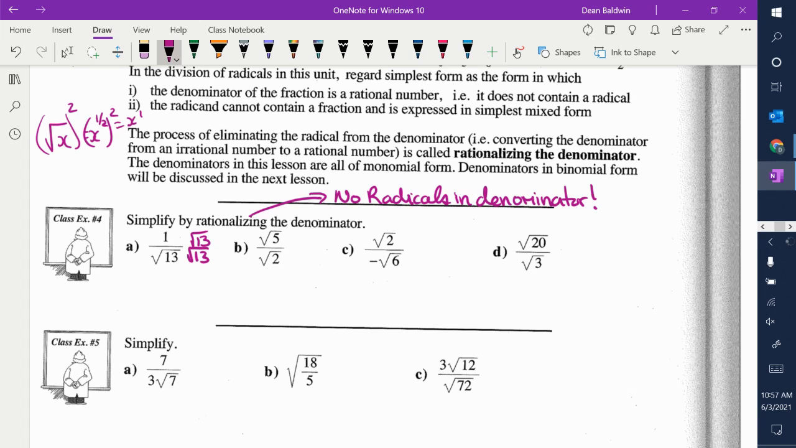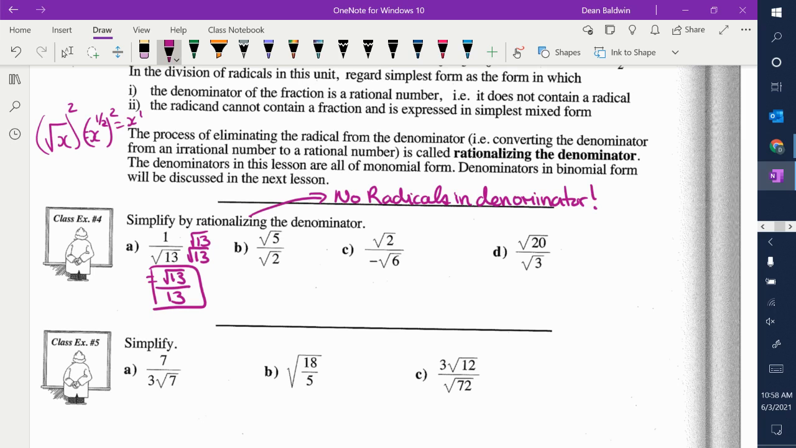All right? This gives me, the numerator becomes root 13, because it's just root 13 times 1. What's the denominator become? 13. That's your answer. It's rationalized. As long as there is no square root in the denominator, it is rationalized. Now you always want to simplify. Can you break 13 up into anything? No, it's prime. So we're done.